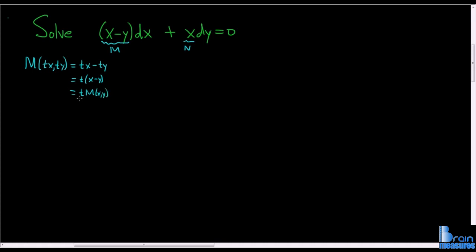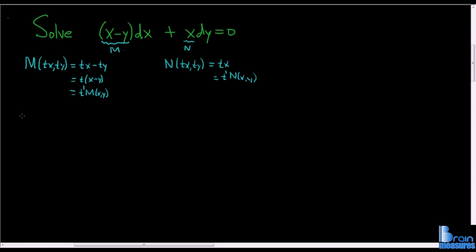So big M is homogeneous of degree 1. Now we'll check big N. So big N of tx, ty, this is equal to tx. But x is big N, so this is simply t times N of x, y. So big N is homogeneous of degree 1. So if big M and big N are both homogeneous of the same degree, we say we have a homogeneous differential equation. Now, this is not to be confused with homogeneous in the other sense, which you study later for higher order equations. So we have a homogeneous equation, so we can make a substitution.